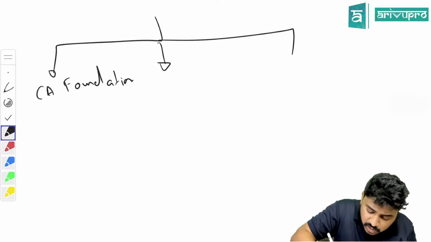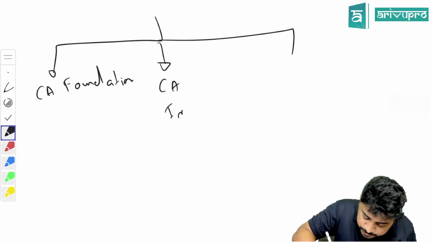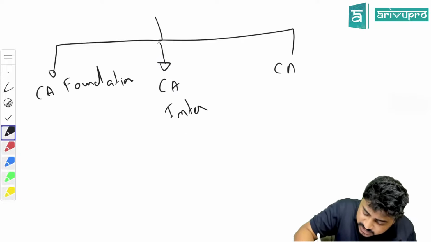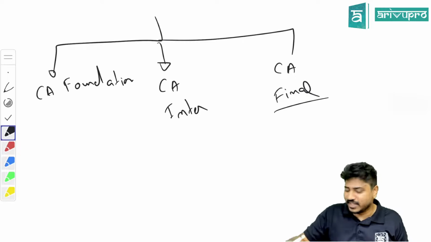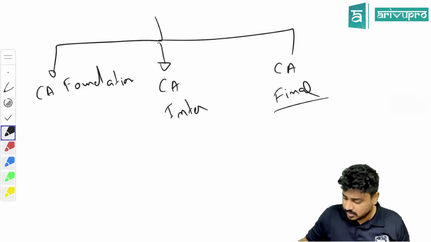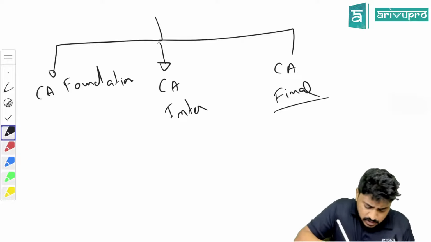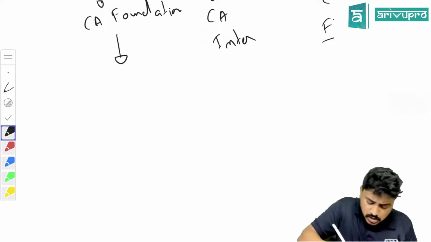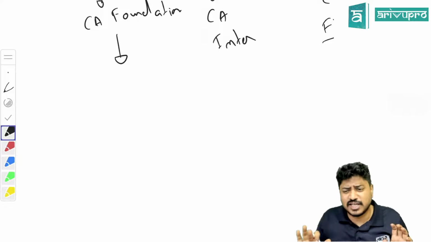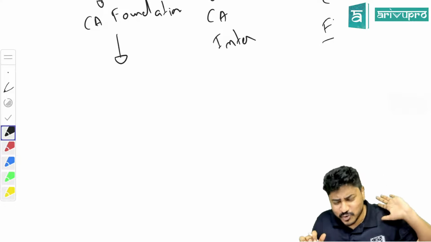Then we'll go to CA Inter. Then we'll move to CA Final. So we'll go one by one. Are we clear? Are we in the game? Now, if you look into CA Foundation, eligibility criteria remains the same. That is, after 12th only you have to do it.